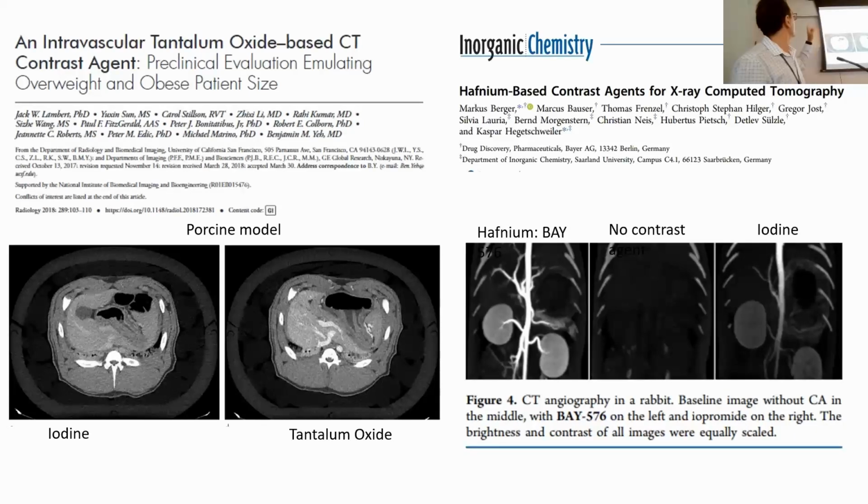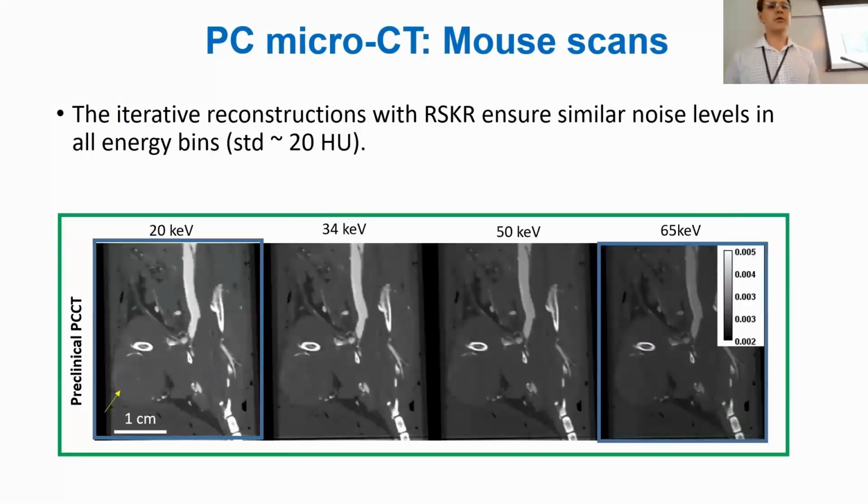Just to mention, tantalum oxide is in clinical trial as well for augmenting radiation therapy. So it has this potential for being used as a theranostic agent. I believe CT will help very, very much with this kind of cancer treatment. So let's go to our mice.